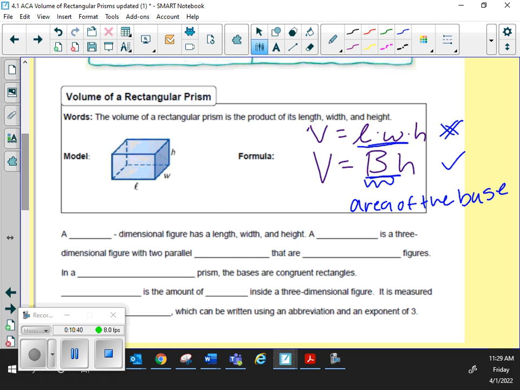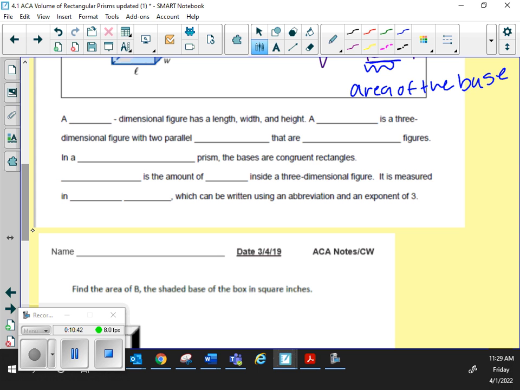Okay, so let's go through these fill in the blanks. A three-dimensional figure has a length, width, and height. A prism is a type of three-dimensional figure. So there's usually prisms and then there's pyramids. Those are your basic geometry type shapes. We won't really look at pyramids this year. We're only going to look at rectangular prisms this year, but next year you look at all of them. You get lots of shapes next year.